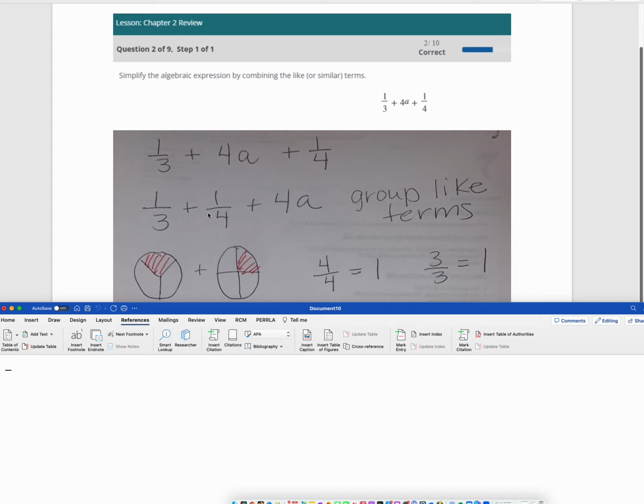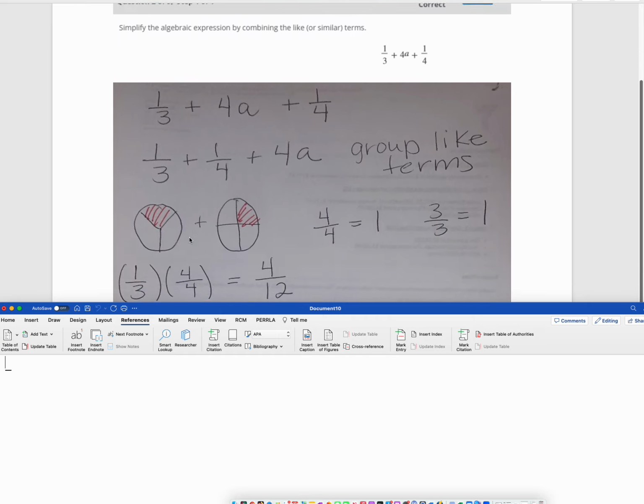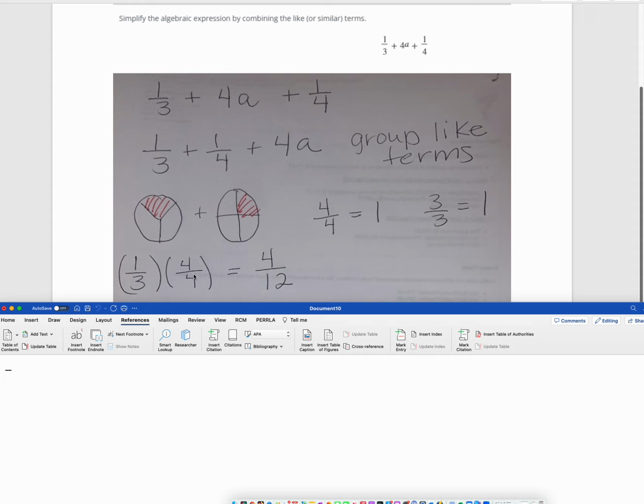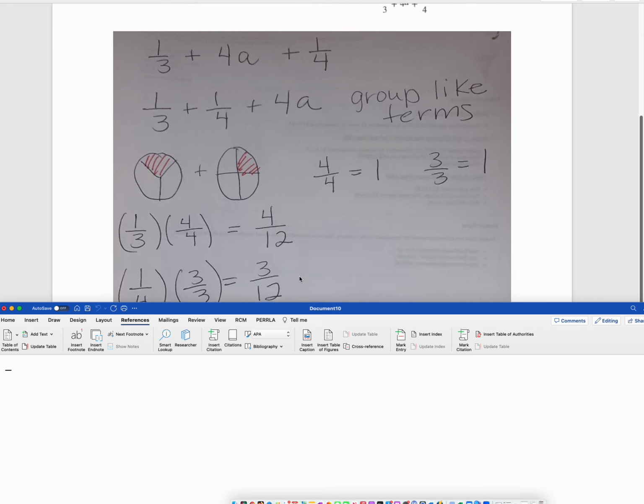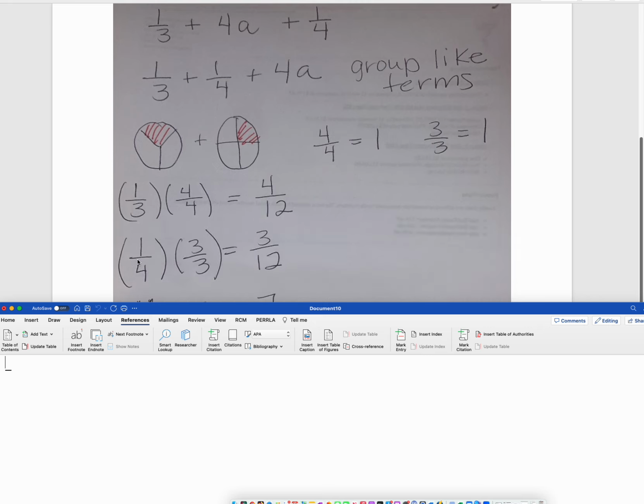That's all I'm doing. And I'm doing the same thing with the 1/4. I'm going to multiply by 3/3 so that I get the same denominator for both of these fractions. So I take my 1/3 and I multiply it by 4/4, and all I do is I multiply 1 times 4 is 4, 3 times 4 is 12, and then I do something similar with the other 1/4. I need to also cut it up into 12 pieces, so 1/4 times 3/3, and I just multiply across. 3 times 1 is 3, and 4 times 3 is 12.